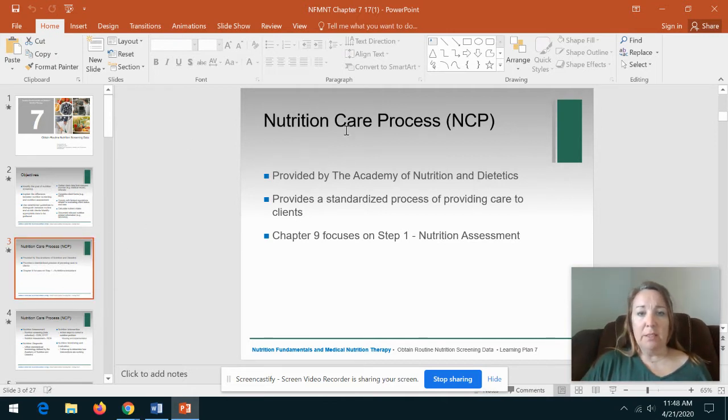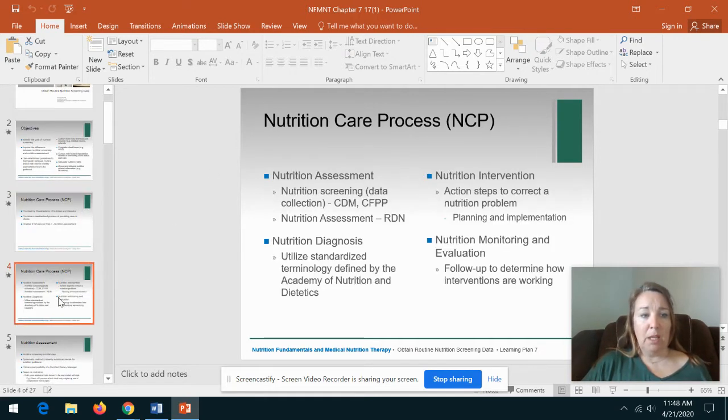So your book outlines the nutrition care process, and this is defined by the Academy of Nutrition and Dietetics, which is our governing body. What the hope of the nutrition care process is to provide a standardized process for clients. So once we get through the nutrition care process and some of the math, we'll look at more of the full assessment.